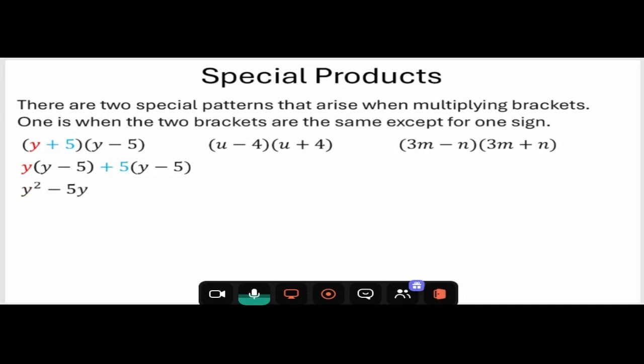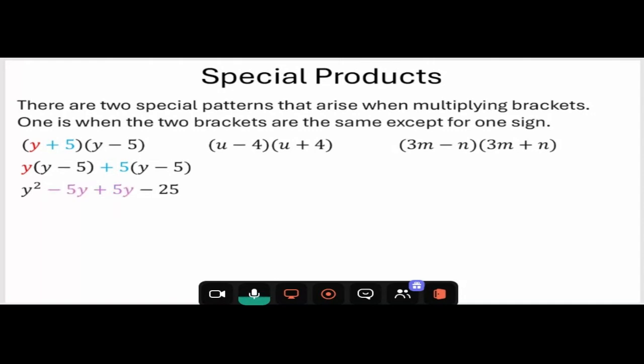Y times y is y squared, and y times negative 5 is negative 5y. You can see I'm starting to get lazy not putting the plus there because I've discovered it really doesn't matter, but this one is critical. Once again, don't just go 5y minus 25 and ignore the plus sign. That plus sign has to be there. Plus 5 times y is plus 5y. Plus 5 times negative 5 is negative 25.